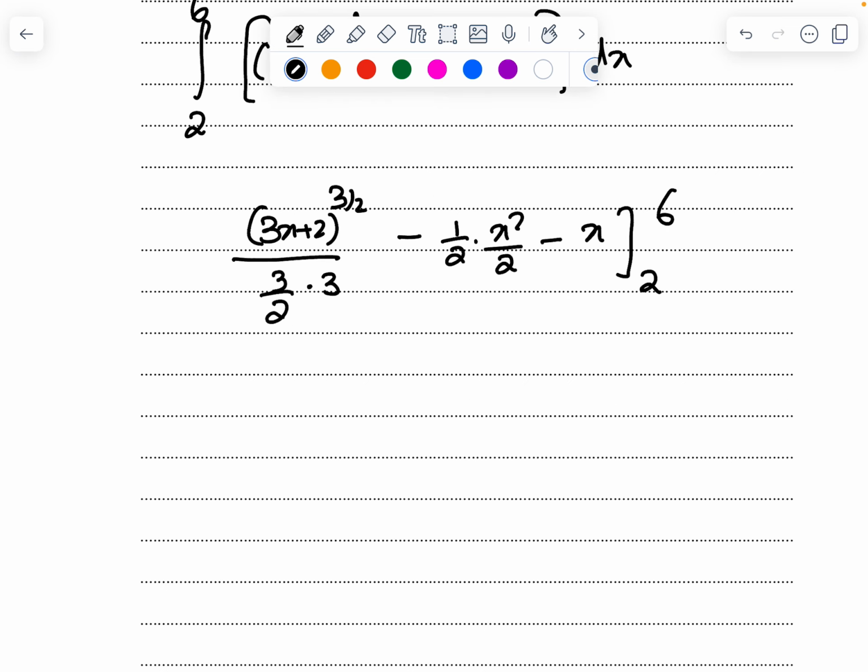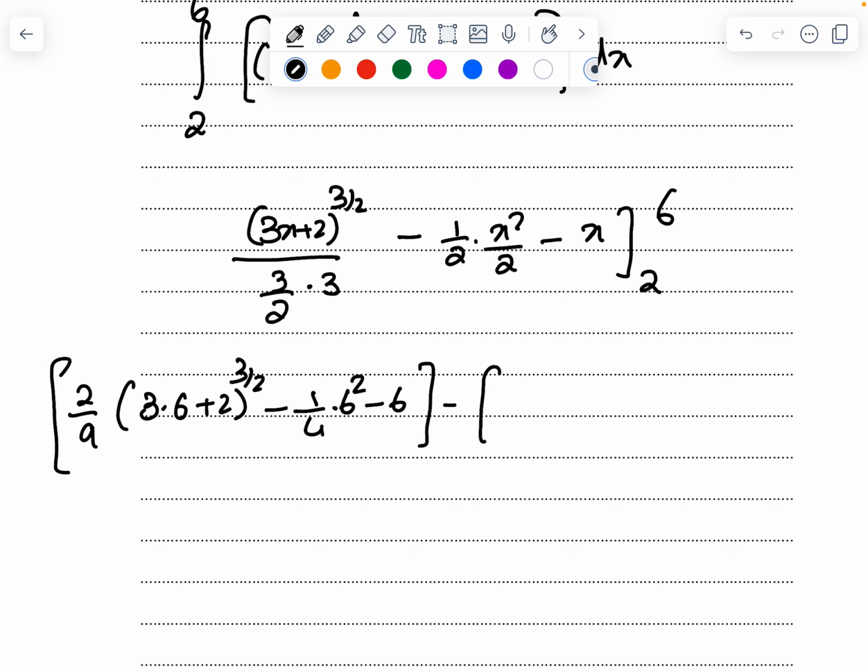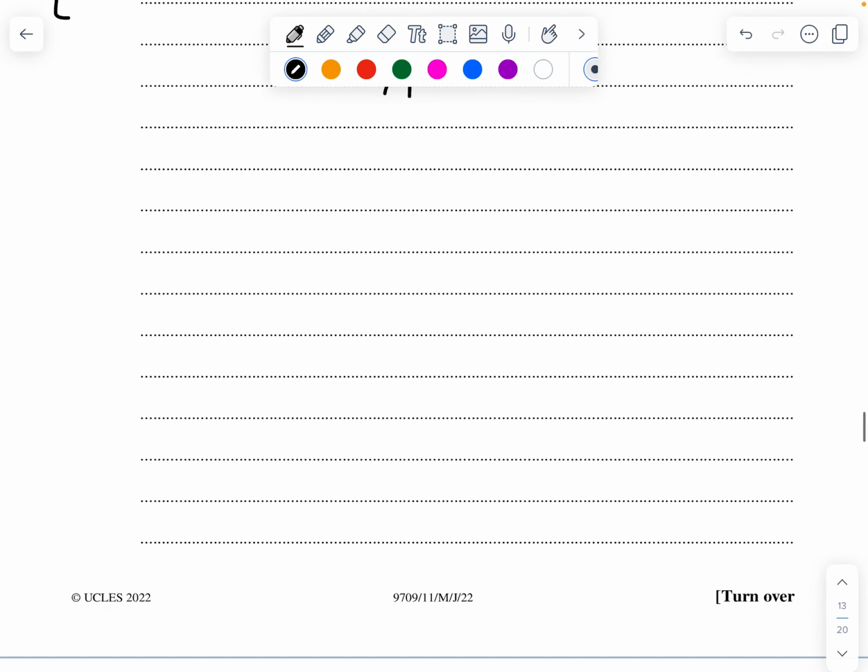Now plug in this one, it becomes 2 by 9 times (3 times 6 plus 2) to the power of 3 by 2, minus 1 by 4 times 6 squared, minus 6. Then minus 2 by 9 times (3 times 2 plus 2) to the power of 3 by 2, minus 1 by 4 times 2 squared, minus 2. Simplify by calculator, you should be getting 4 by 9.